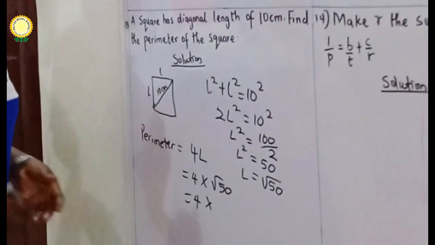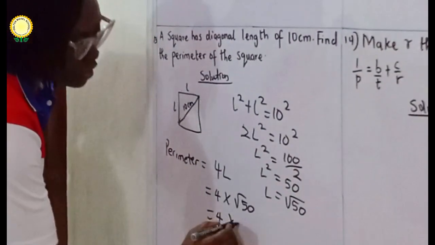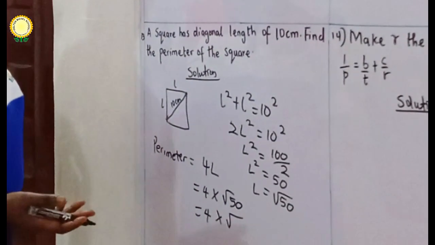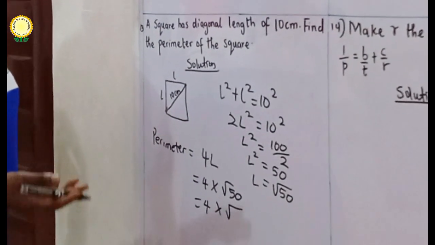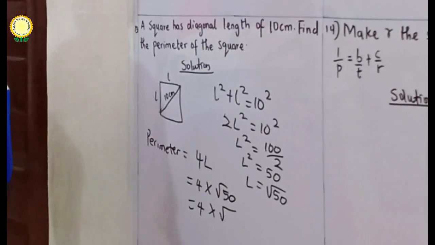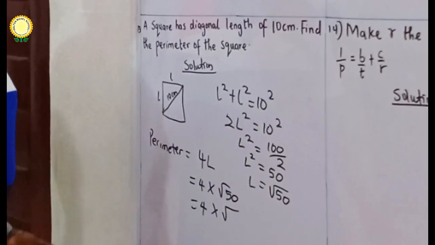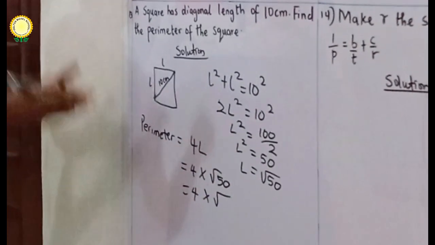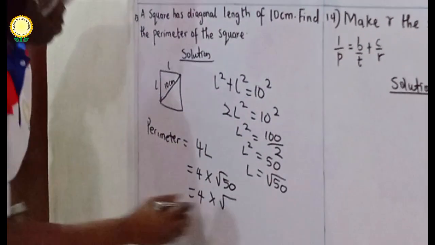How do we simplify the square root of 50? You look for the numbers, the factors that can multiply together to get 50, such that you will be able to find the square root of one of the factors. So it's not just about finding the factors, but looking for a particular number that we can find the square root of.